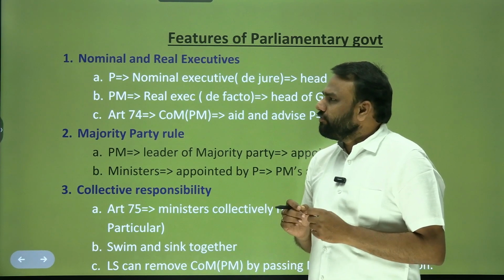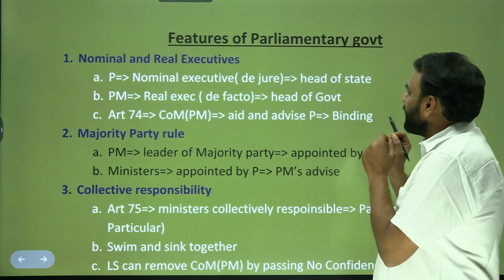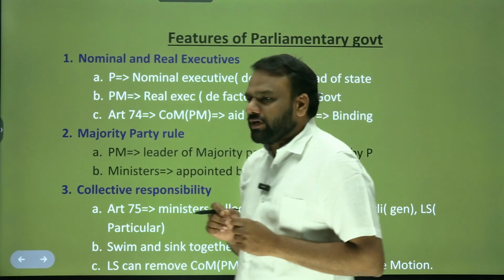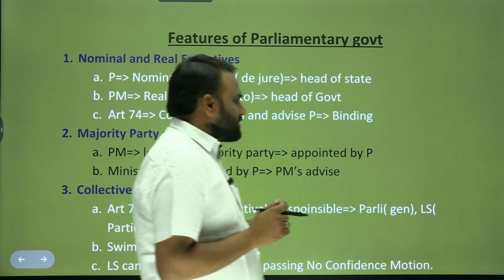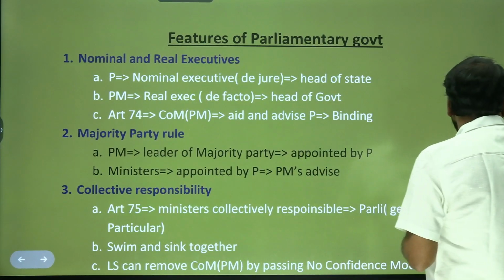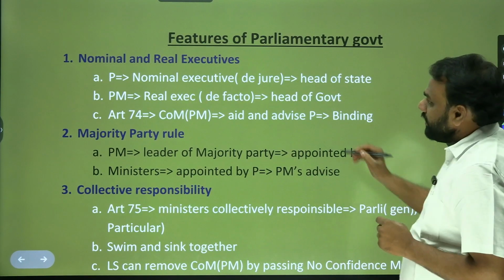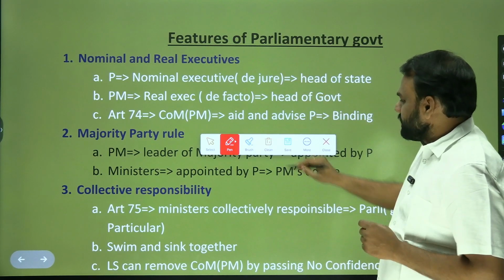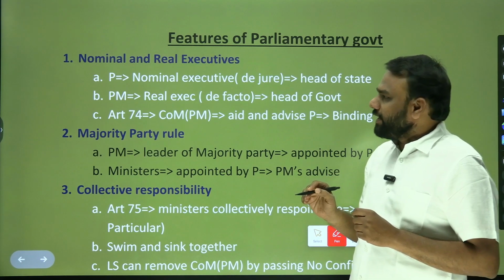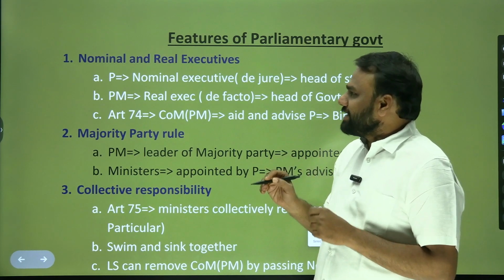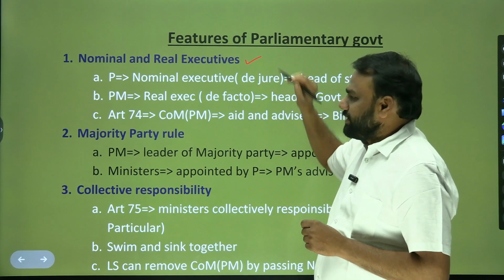In this video, we will be discussing the features of parliamentary government, a very important topic from the exam point of view. So the features are like this. First, we have the feature called nominal and real executives. When it comes to any parliamentary government, there will be both nominal as well as real executives.